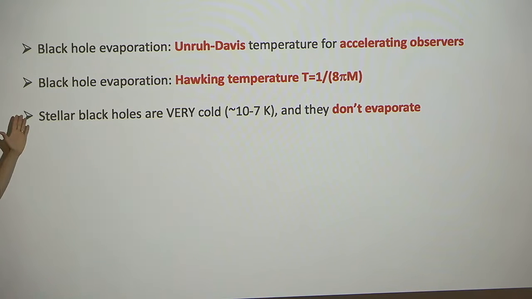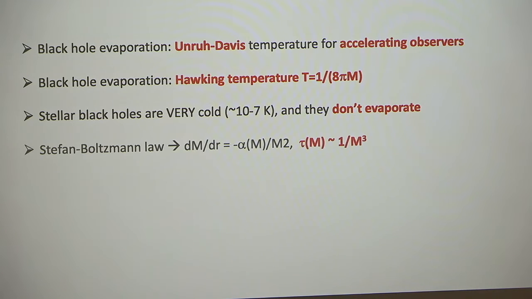So let's calculate this temperature for a few interesting cases. We know that stellar mass black holes exist. And stellar mass black holes, as it turns out, are very, very cold. About 7 orders of magnitude colder than the thermal bath they're immersed in, which is the CMB. And so they actually don't evaporate at all. They accrete. And we're going to talk today about how that accretion works.